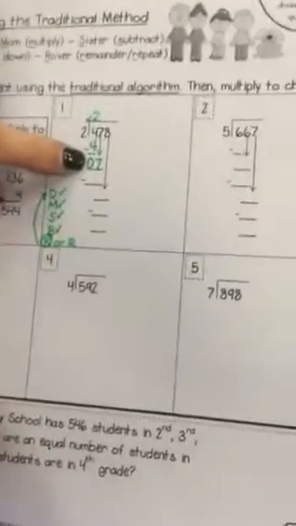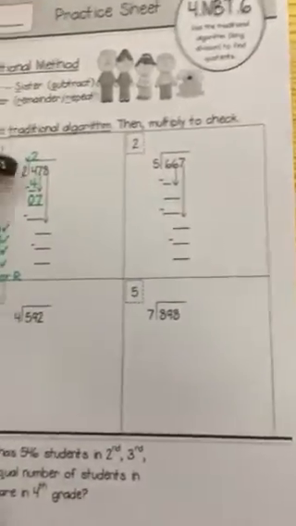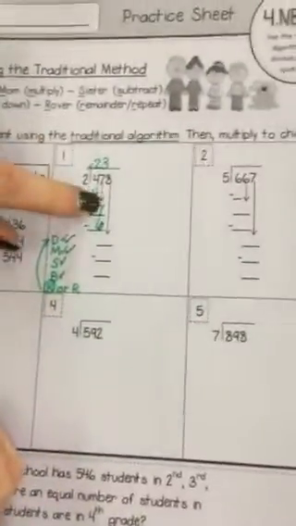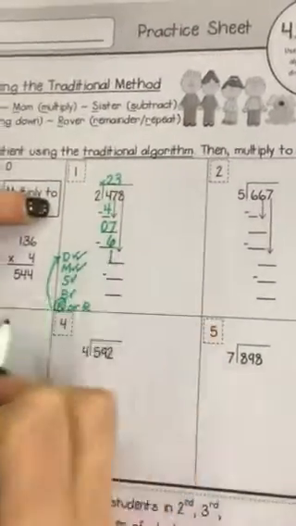This time I'm going to divide 7 divided by 2. So 2 times what gets me 7? Well, I know 2 times 3 gets me 6. 2 times 4 gets me 8. That's too much, so it must be 2 times 3. 2 times 3 is 6. Next I subtract. 7 minus 6 is 1. Bring it on down. Bring down my 8.